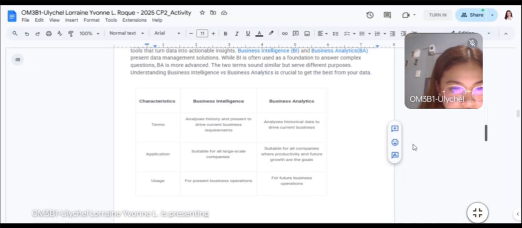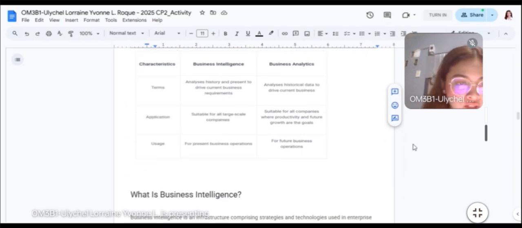We have here the examples. Characteristics: business intelligence, business analytics. So first from the characteristics is terms. For business intelligence, analysis of history and present to drive current business requirements. And for business analytics, the terms is analyzes historical data to drive current business.